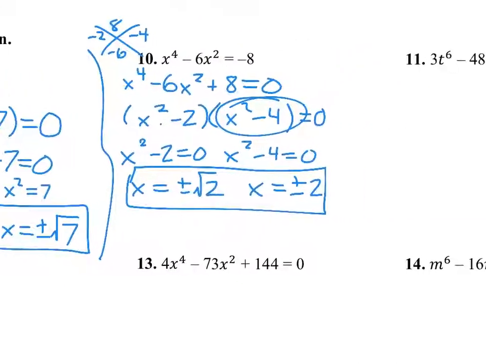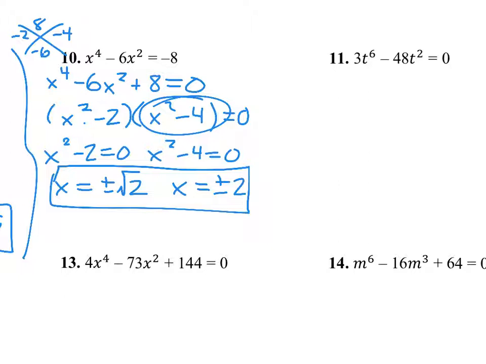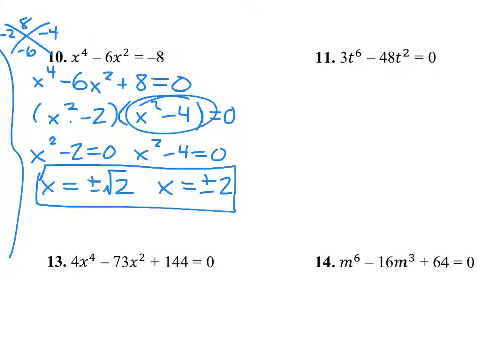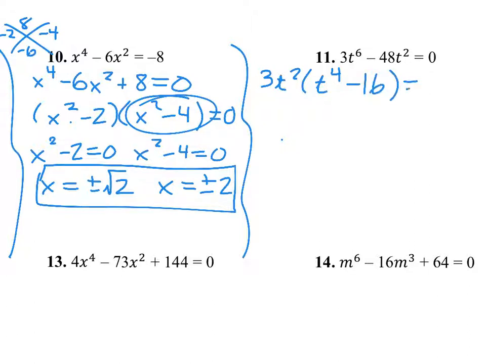Okay, for number 11, we're going to take out the GCF first. So they both have a 3, they both have t squared. So if I remove 3t squared from both of them, we get t to the 4th minus 16. The parentheses represent a difference of squares.